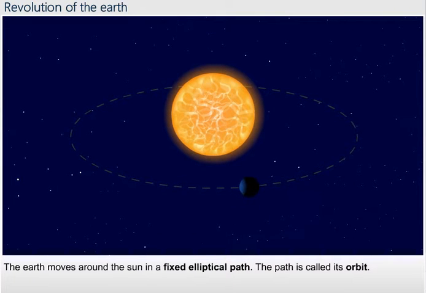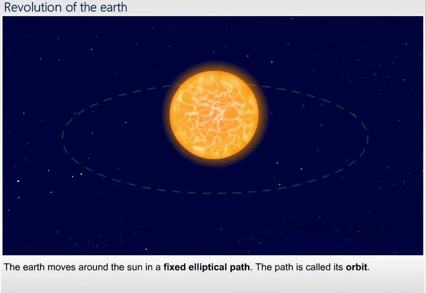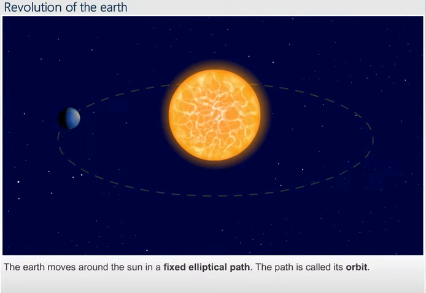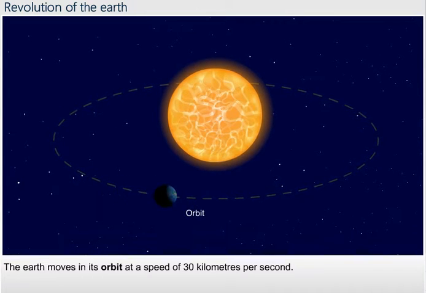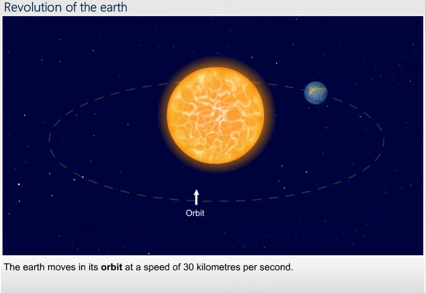The Earth moves around the Sun in a fixed elliptical path. The path is called its orbit. The Earth moves in its orbit at a speed of 30 kilometers per second.